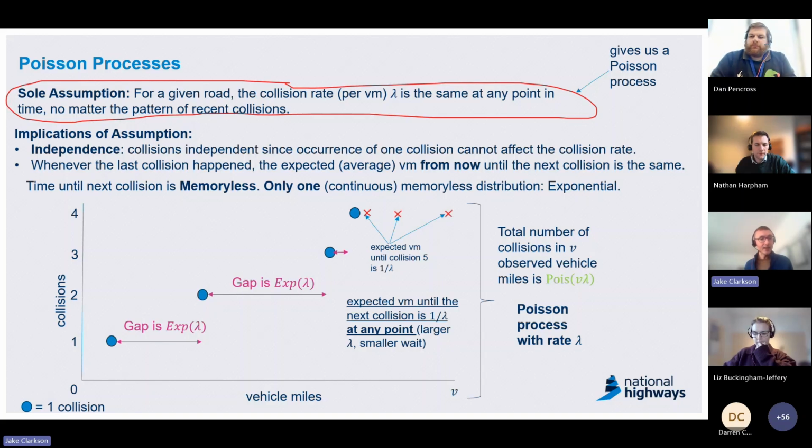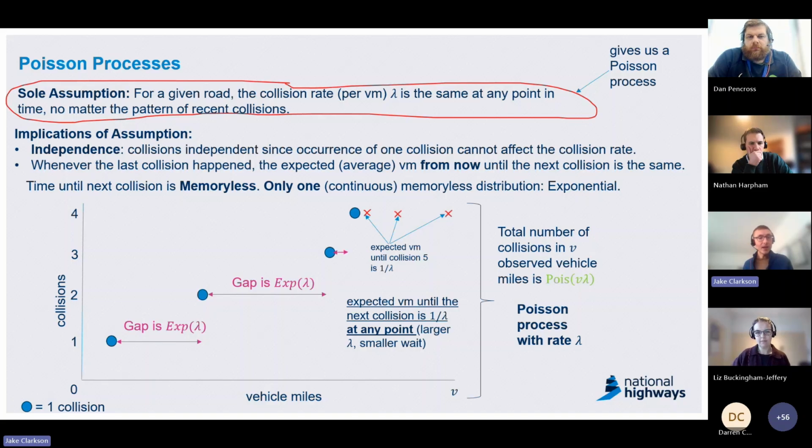On the x-axis, I've got vehicle miles going up continuously in time. And on the y-axis, I'm counting collisions. I'm going to mark collisions with a blue circle, as in the bottom left. Now let's suppose that the first collision happens after some number of vehicle miles. Then, recall that lambda is the collision rate per vehicle mile. To fit with our sole assumption and have this memoryless property, the gap between collision 1 and collision 2 has to follow an exponential distribution with rate lambda. And we have the same thing between collision 2 and 3, and then 3 and 4.